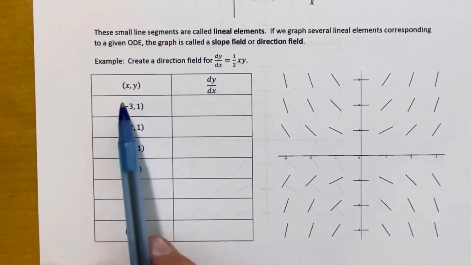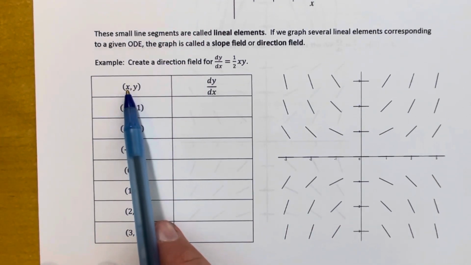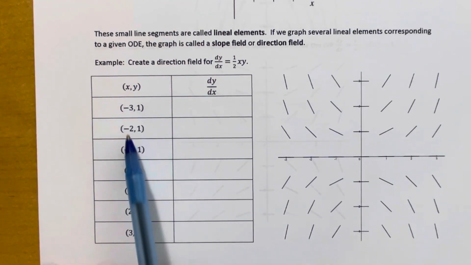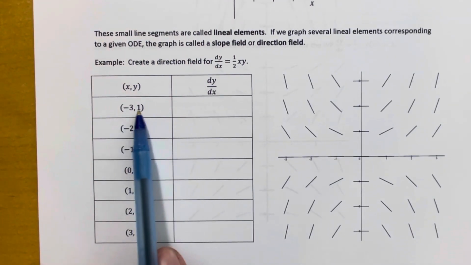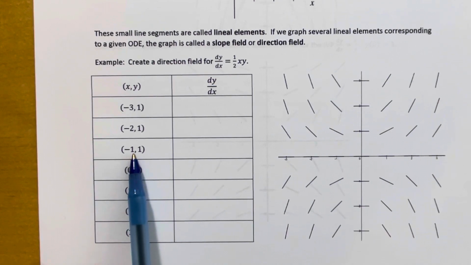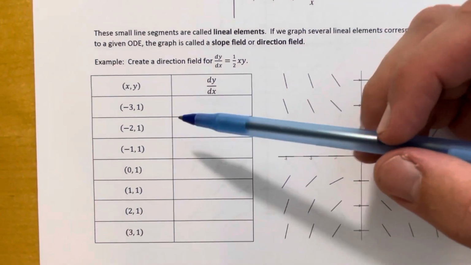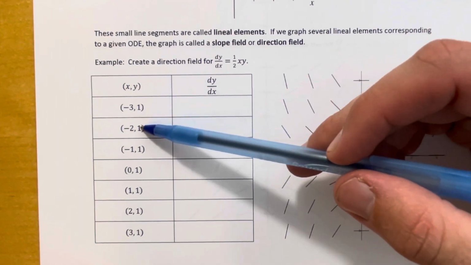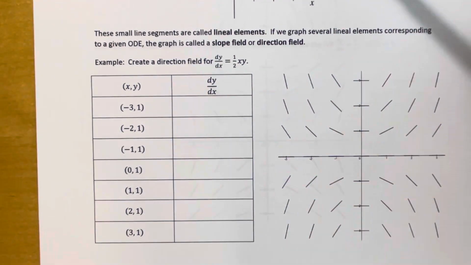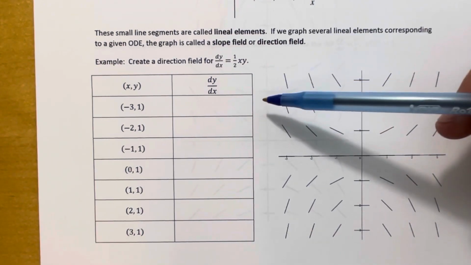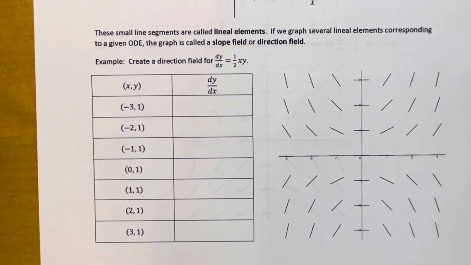So I'm creating this table here. On the left column, I have (x, y), so it's going to be a bunch of sample points that I'm choosing. These points aren't coming from anywhere specific. I'm just choosing points that have integer values for their x and y coordinates, and I'm picking some negatives and some positives just to get an idea of what this would look like. In this example, I'm using y equals 1 for all of my y values, that's going to get me all of the lineal elements along one row of this thing.